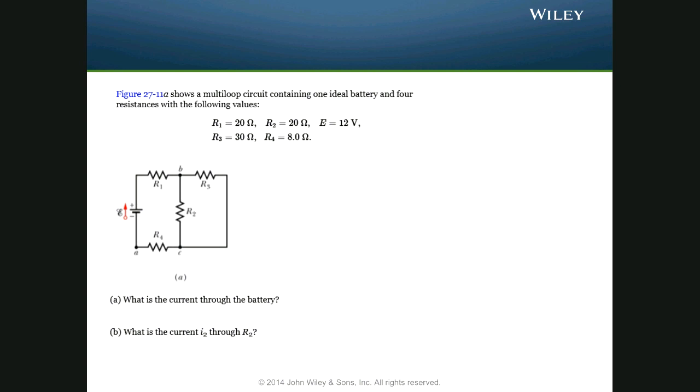So we have a multi-loop circuit here, right? And it contains one ideal battery. So thank goodness, just one battery, and 4 resistances with the following values. We're given all of our information in a table. And if you're working on a homework problem, making something like this to keep track of all your information is probably the right call. We want to know what is the current through the battery, and very specifically what is I2 through R2. Okay? I'll let you have some fun working on that.